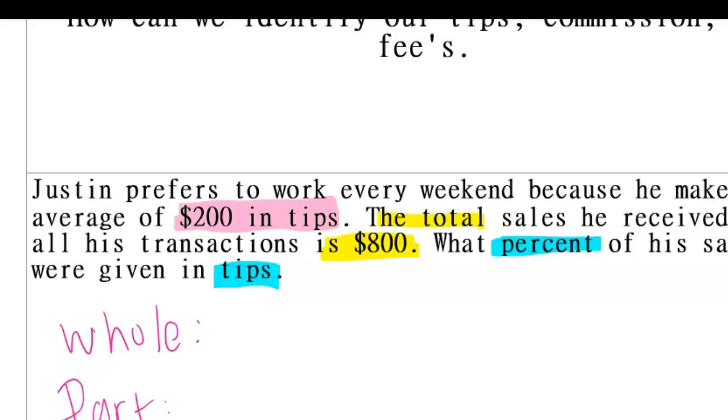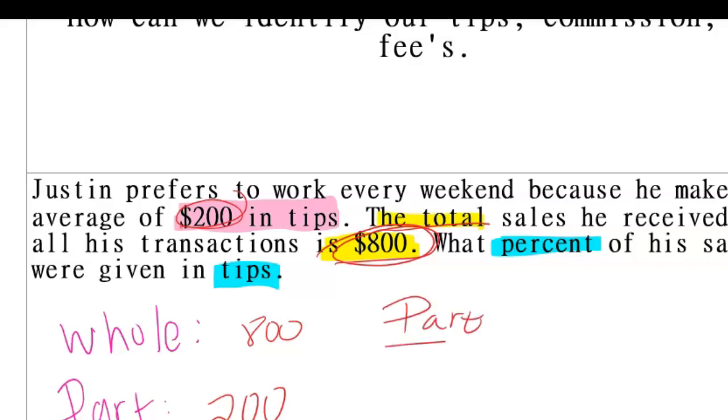Okay, so based on just how it says up here, our total is going to be 800. So again, our whole is just another word of saying total. So this is going to be our 800. Okay, so part of that 800 is the average of these $200 in tips. So then this is going to be 200. So if you guys go back to your notes or in your teams, you know that our part always goes on top, and our whole always goes on bottom.